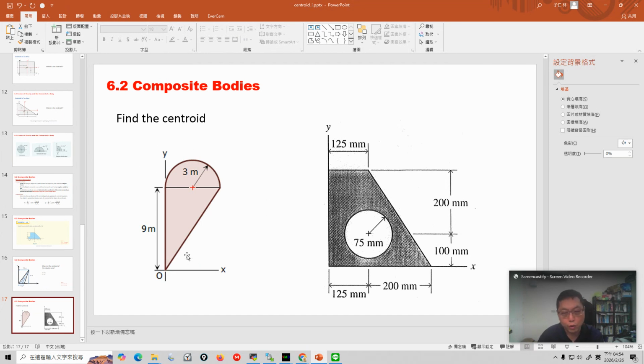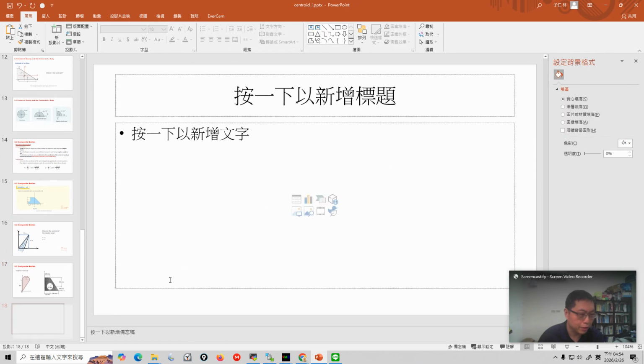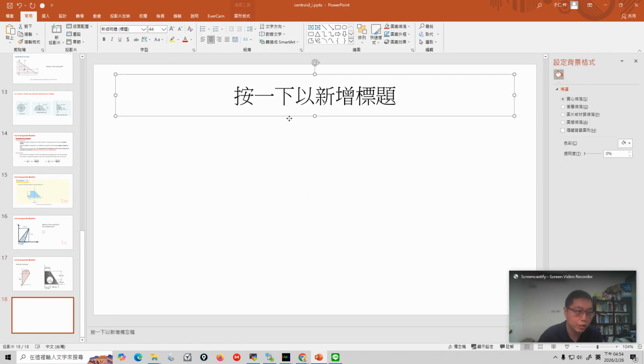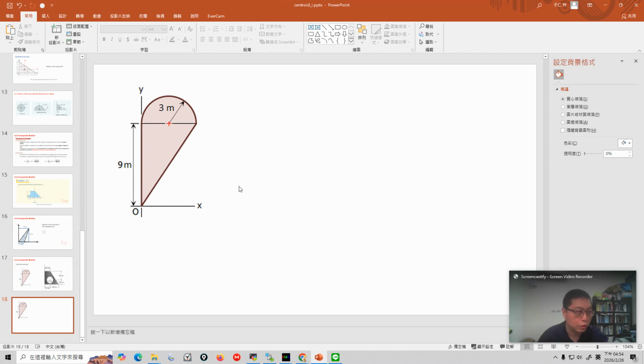When it comes to a composite area or composite body, as I told you in class, first of all, treat the composite area as a combination of simple areas. Let me copy this to make the whole area clean. How do we calculate the centroid of this composite area?